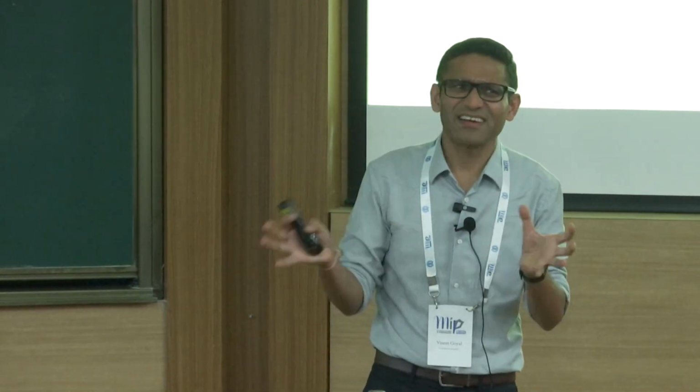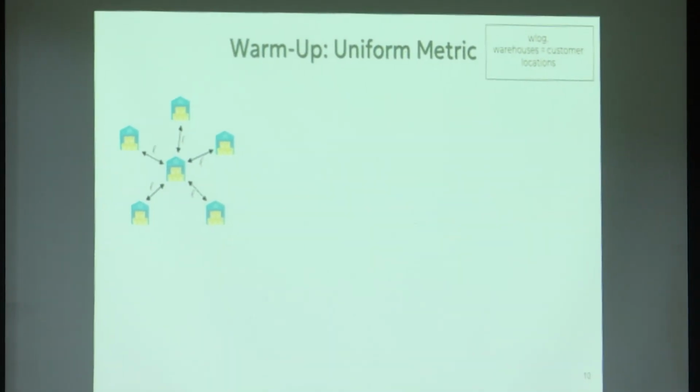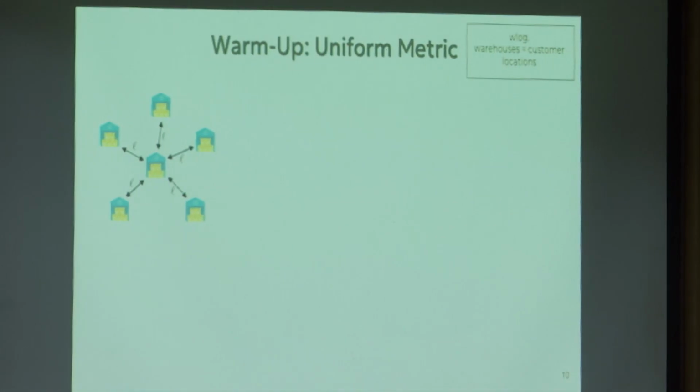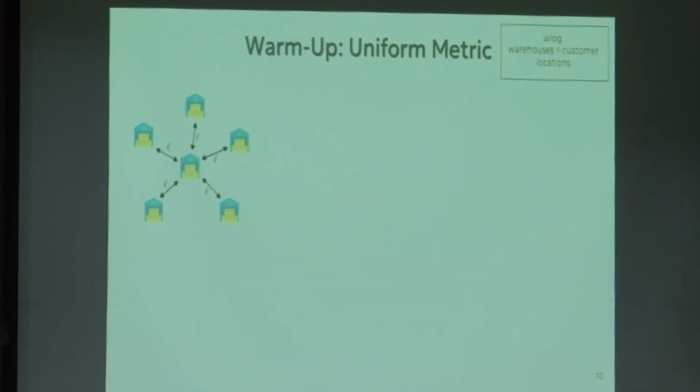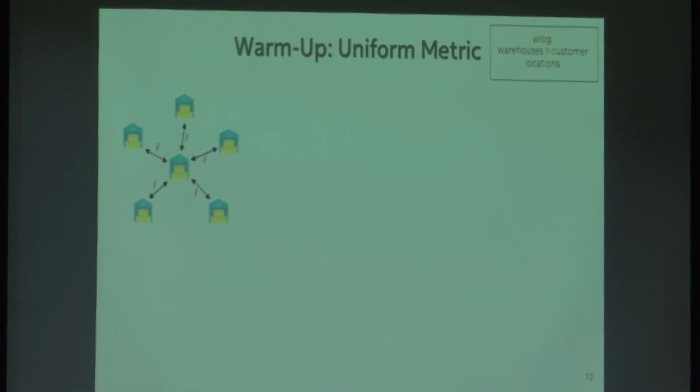Let me start with a warm up. From Scarf, which was single location, let's go to multi location, but a uniform metric. So all locations are at distance L from each other. Without loss of generality, I'll assume that warehouses and demand are at the same location, which loses some constant when translating the demand to warehouses. So you have these warehouses all on a uniform metric.